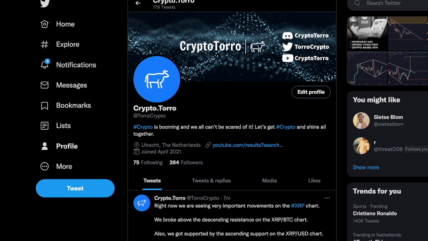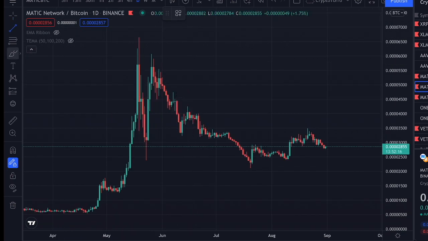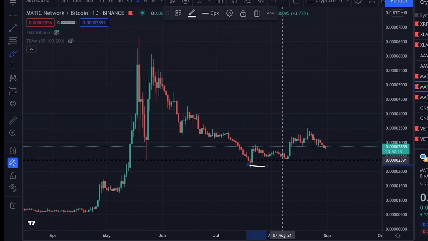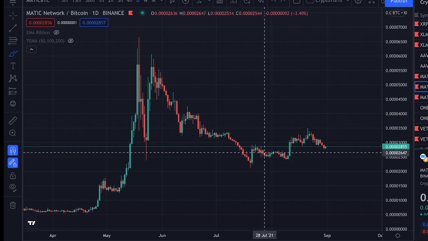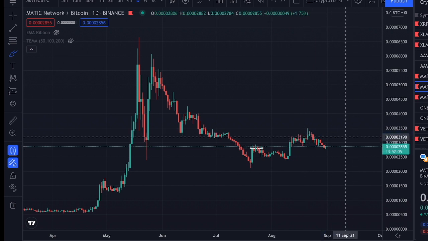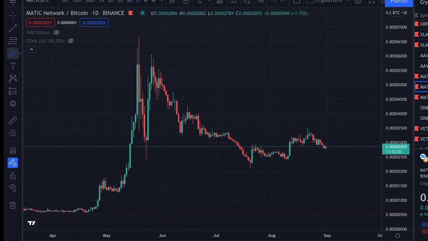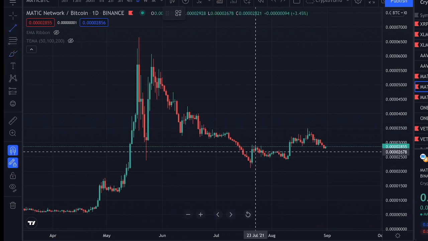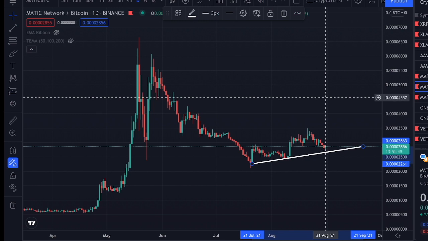So if we take a look at the MATIC compared to Bitcoin chart, what I can clearly see is that we are right now creating this higher low structure. I think that is of course very important, but for sure as well this higher high structure. You can clearly see that we have been creating slightly higher highs and also slightly higher lows, and that is for sure very important for me. Due to that fact, I will be placing this trend line just to take a look where we could possibly find support on top.